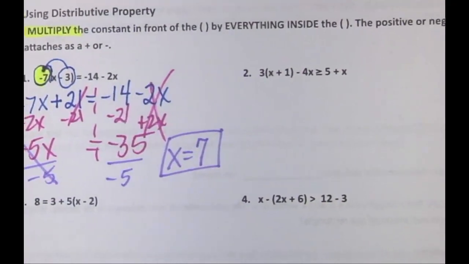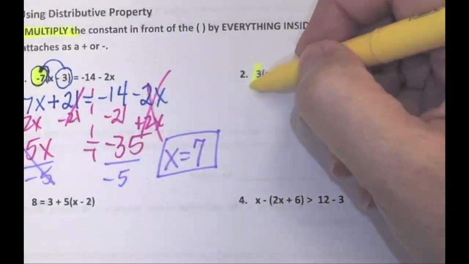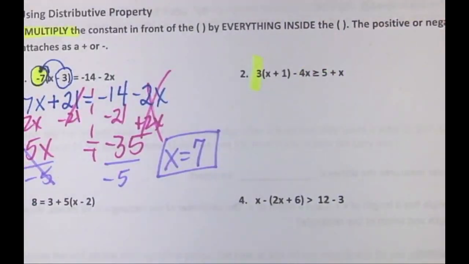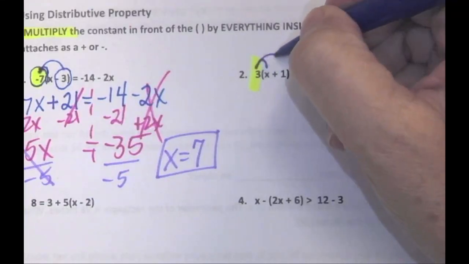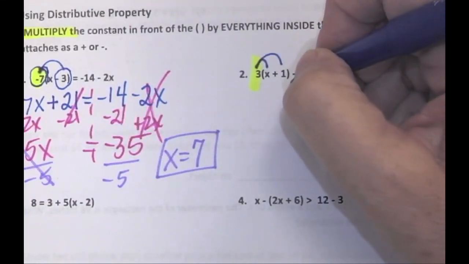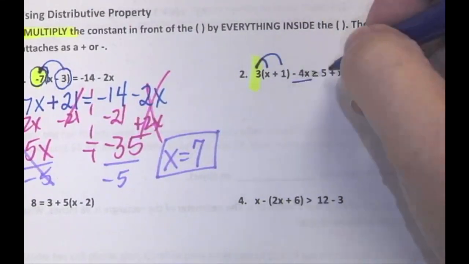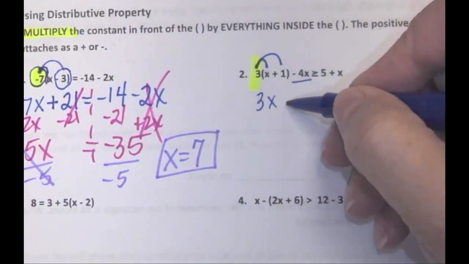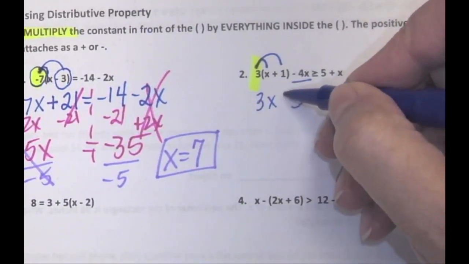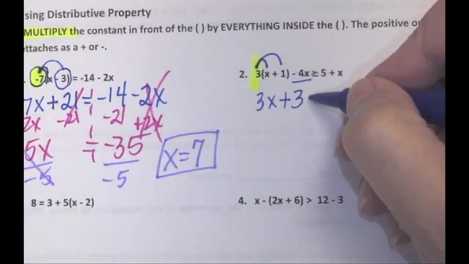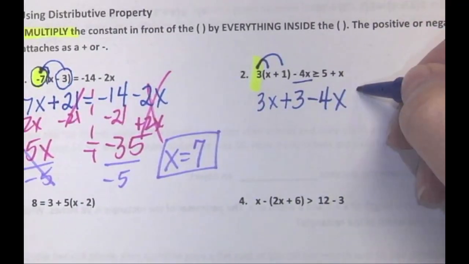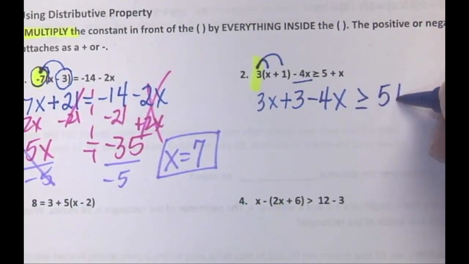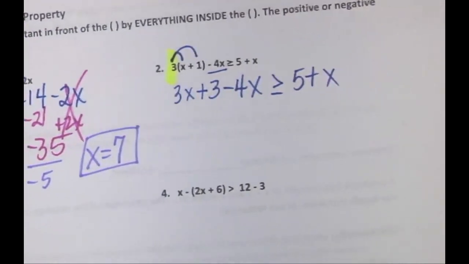Okay, number 2 looks a little different because I have the 3 on the parentheses, but then I have this number after the parentheses. The 3 is multiplied through the parentheses, but do not multiply the 3 by this because it's not in the parentheses. 3 times x is 3x. 3 times 1 is 3. Since it's a positive 3, that tells you to put a plus sign. Bring down the -4x. It does not get multiplied. And bring down everything else.